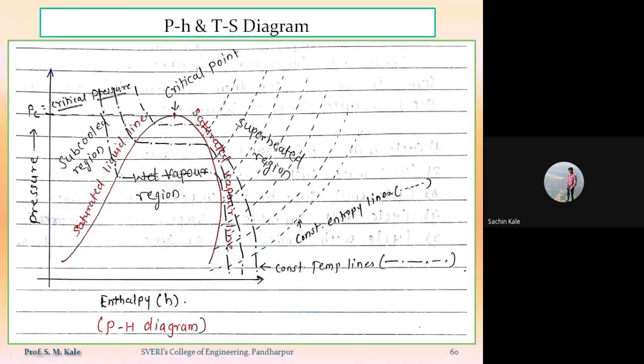First draw the nature of the pH diagram. After that, you have to draw the nature of the TS diagram. All of you, please draw this. This is very important because based on this only we will see the various types of VCRS systems, and draw the pH and TS diagrams for them. Until and unless you understand this nature of pH and TS diagrams, you will not be able to draw the pH and TS diagrams for various types of VCRS systems. So all of you, please note down this layout of pH and TS diagrams.